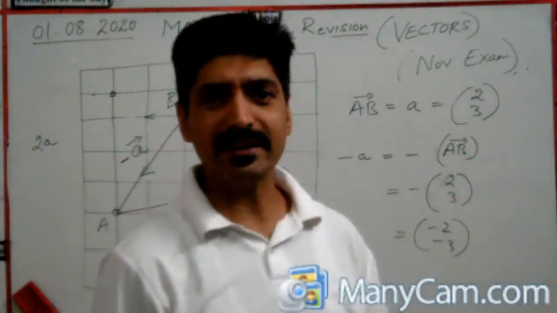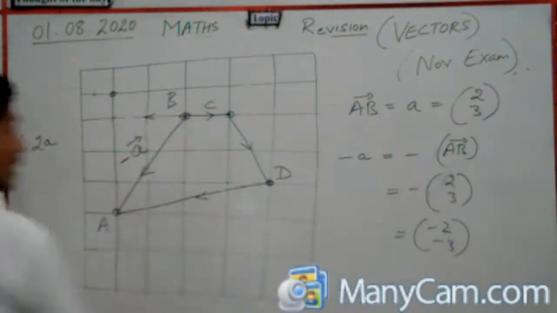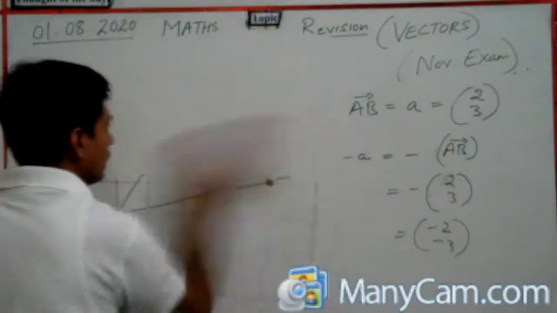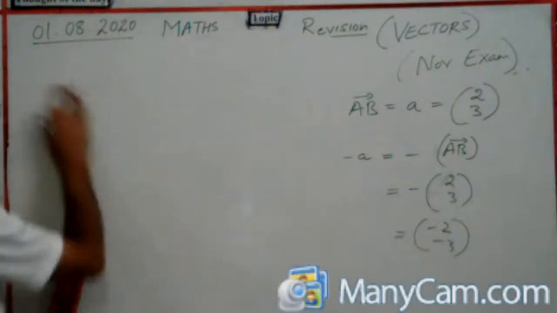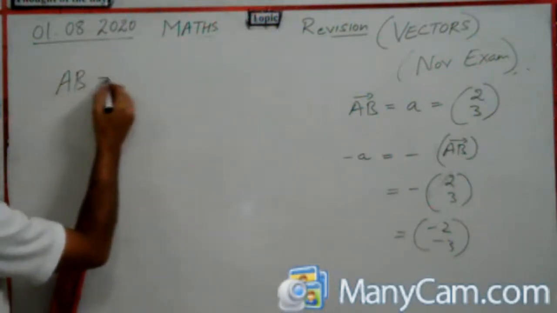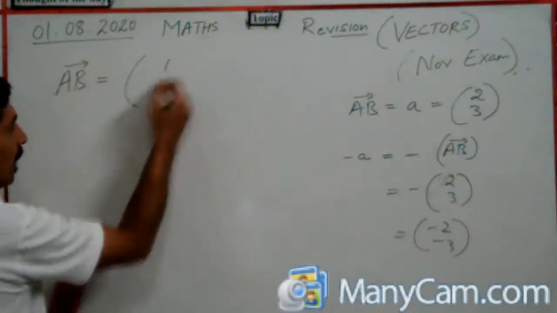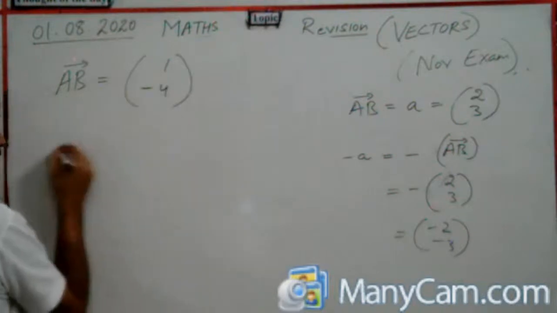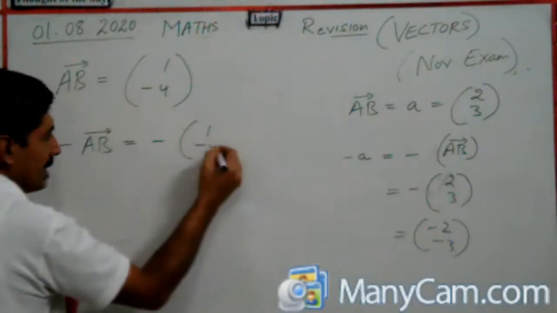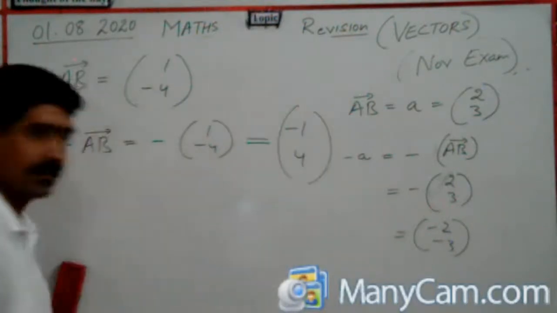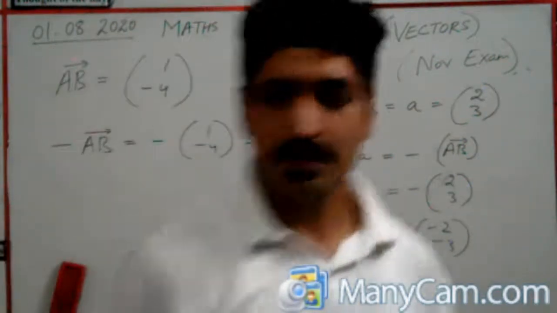So if we have a vector AB, then minus of AB is the negative of the vector. If we have a vector AB in this form, like here we have 1, minus 4, what is minus of vector AB? That is minus 1, and 4, right?